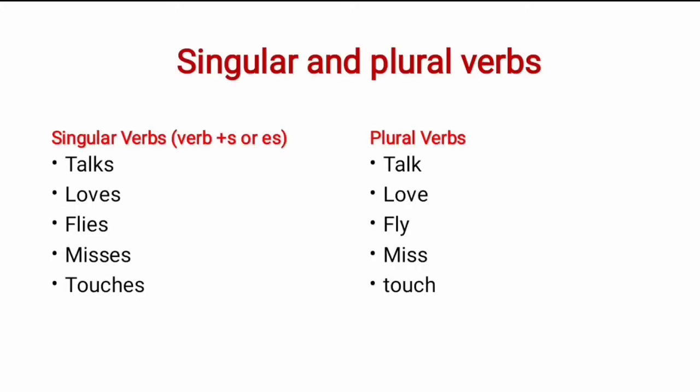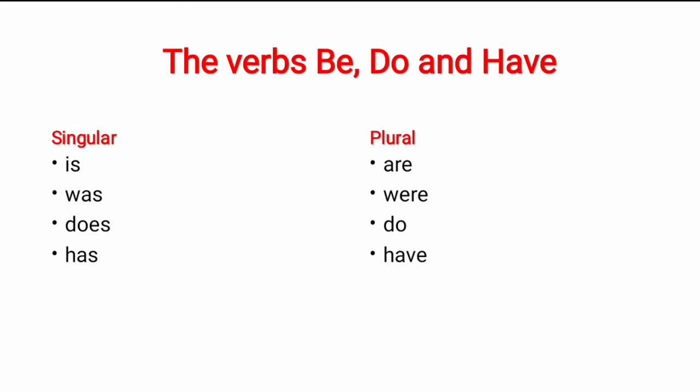The table below shows some singular and plural verbs. For the singular verbs, we add s or es to them to get the singular form. Then the plural, nothing is added. Singular, talks. Plural, talk. Singular, laughs. Plural, laugh. Singular, flies. Plural, fly. Singular, misses. Plural, miss. Singular, touches. Plural, touch.